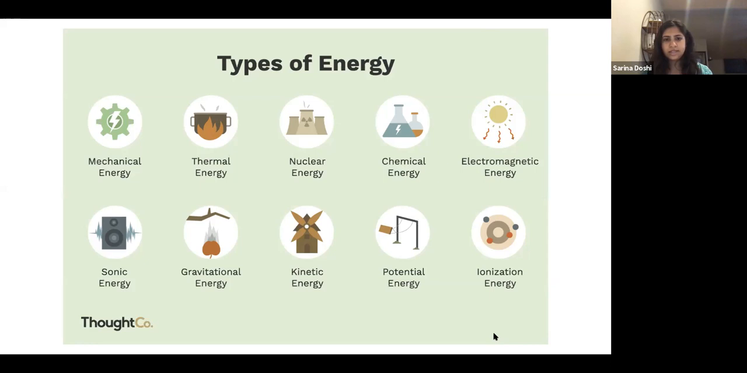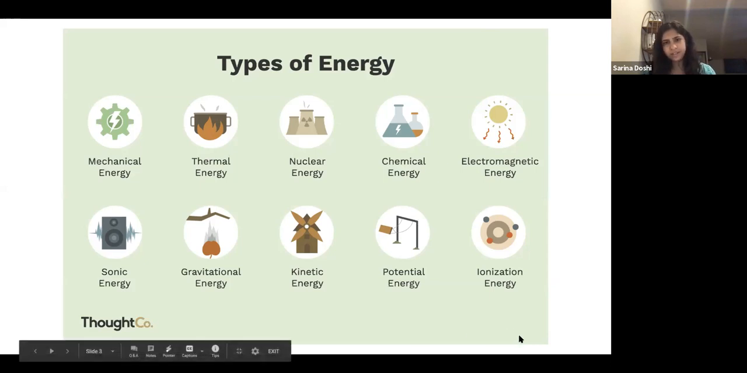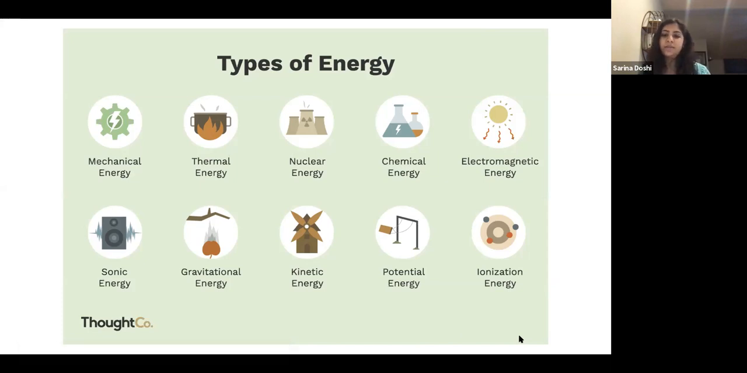Some of these are a little bit weird. I feel like you could group these differently. But for example, ionization energy, that's kind of what we were talking about with ATP. That's the energy that ATP would release when you break that bond.